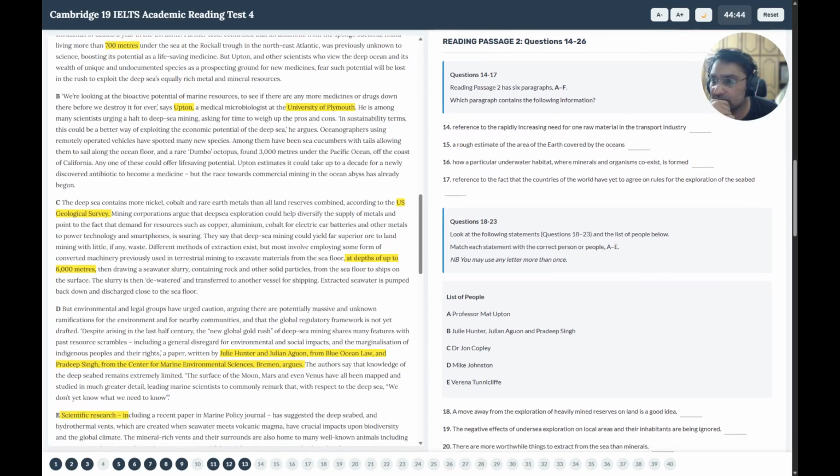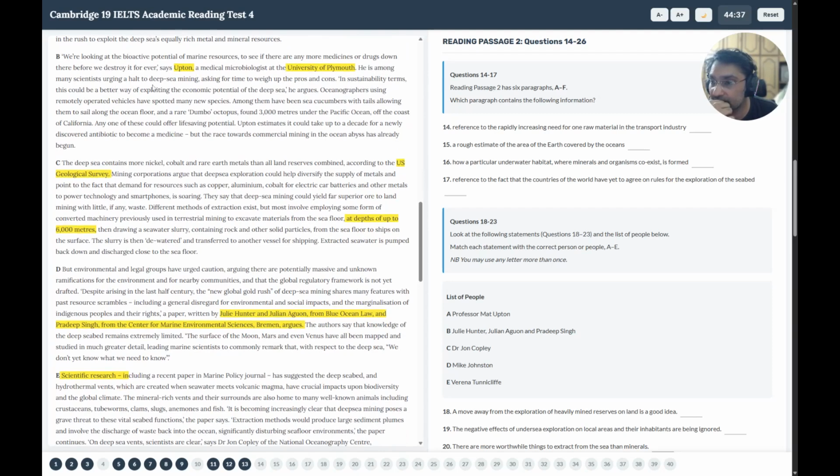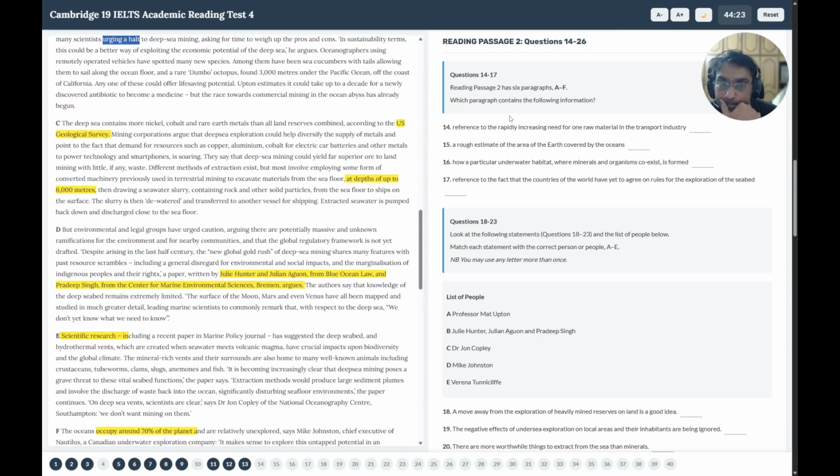Rapidly increasing. We're looking at the bioactive potential to see if there are any more medicine drugs down there destroyed ever. Among many scientists, urging a halt. Urging a halt means looking to put an end, looking to stop this practice. Sea cucumbers, tails on, and rare dumbo octopus. Okay, it's not a mineral; it's an animal.